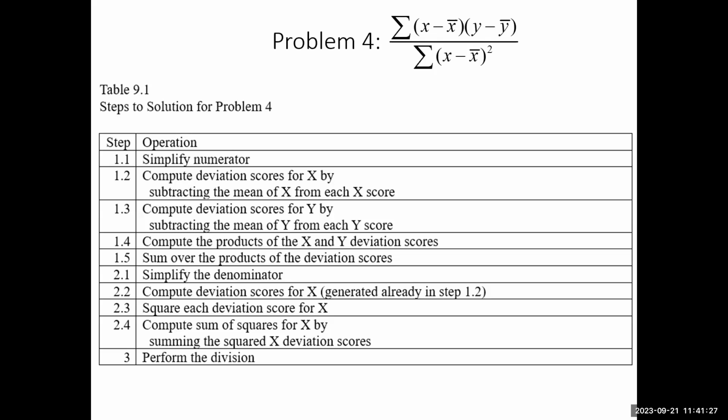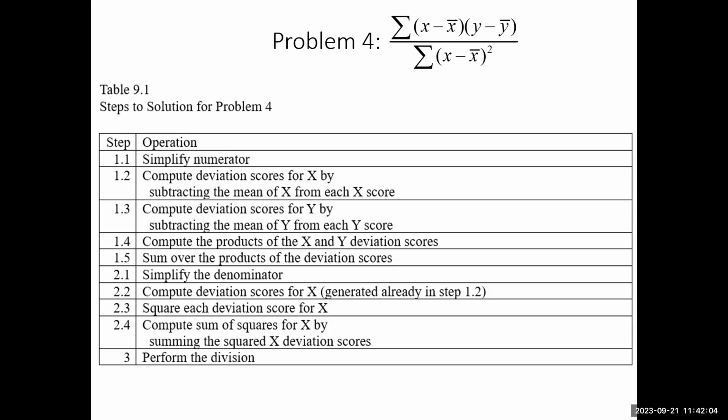So step 1.1, simplify numerator. Step 1.2, we're going to compute the deviation score for x by subtracting the mean of x from each x score. Okay, so that's the quantity that's in the left parentheses in the numerator. In step 1.3, we're going to compute the deviation score for y by taking each y value and subtracting away the mean of y. That's the equation that's in the right set of parentheses in the numerator.